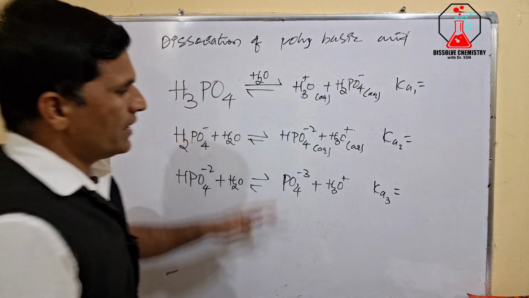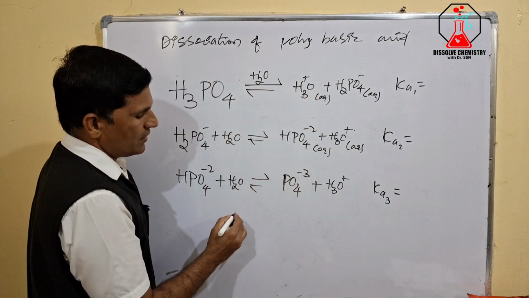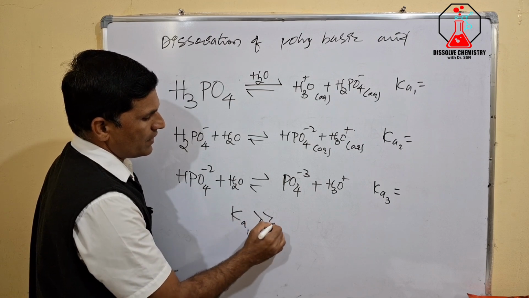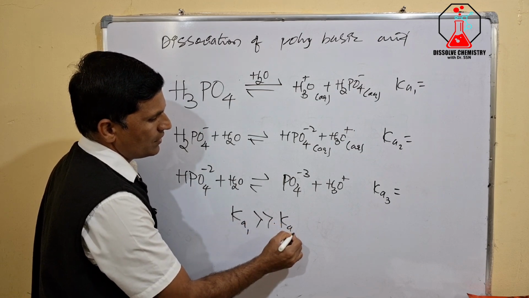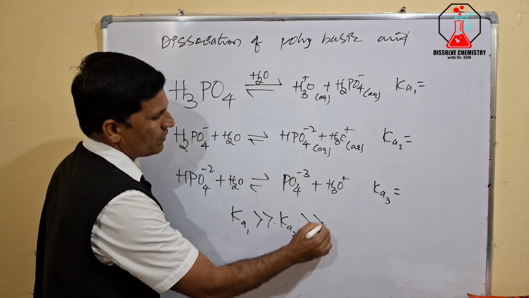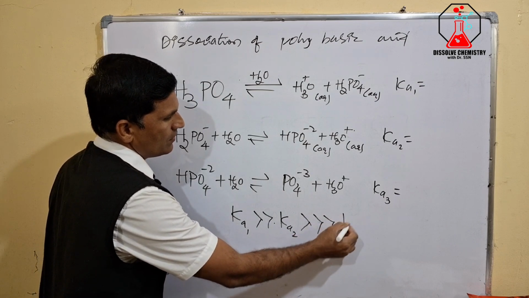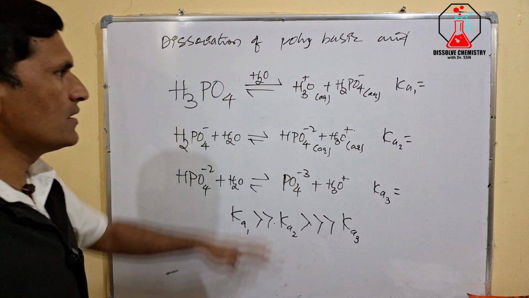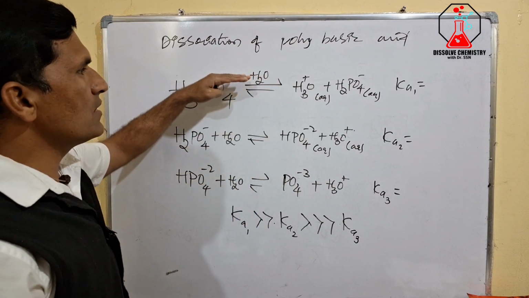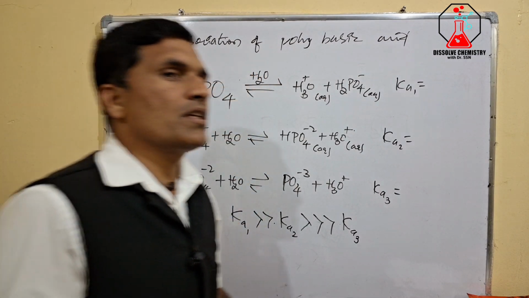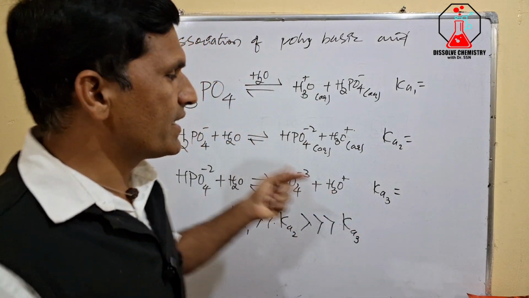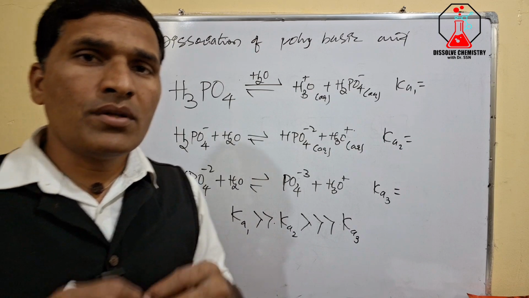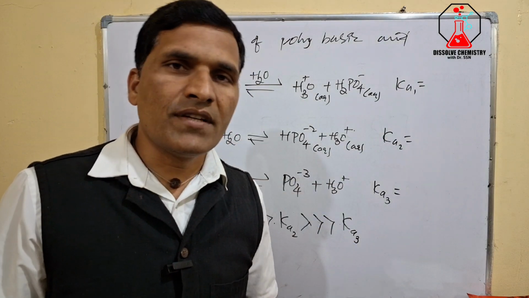Okay, so when I compare these three, always remember Ka1 is far greater than Ka2, which is still far greater than Ka3. What is the reason for that? Because as we go from neutral molecule to the ion, as the magnitude of negative charge increases, donating of the proton becomes very difficult.